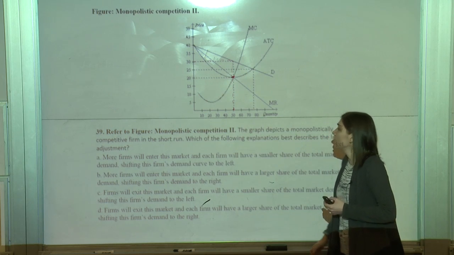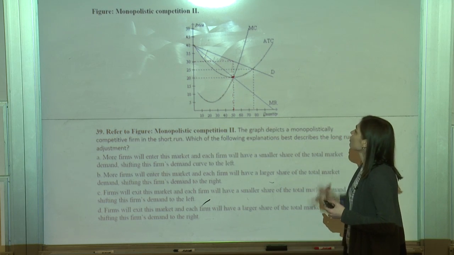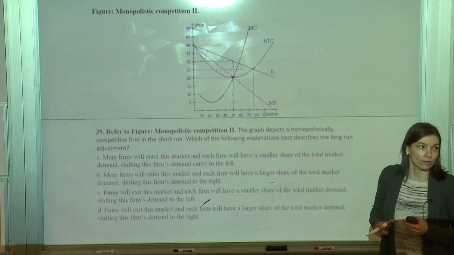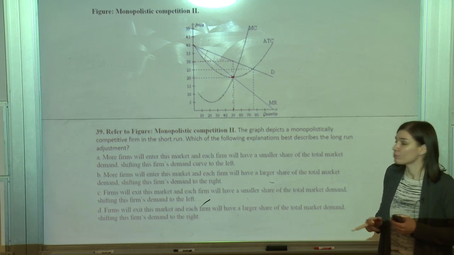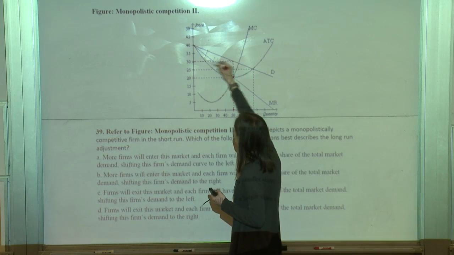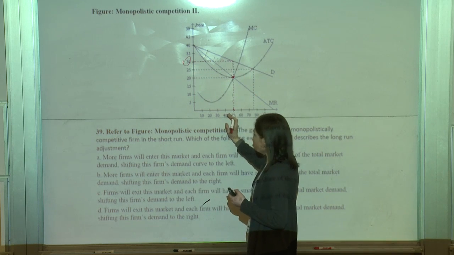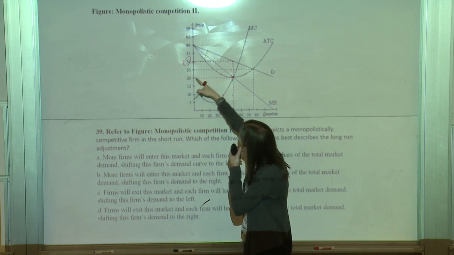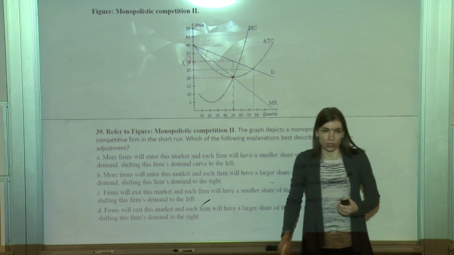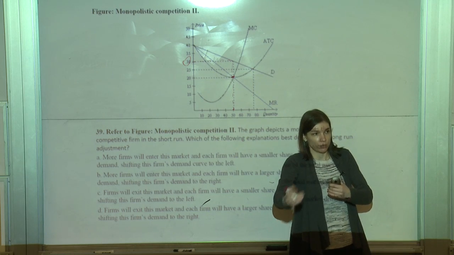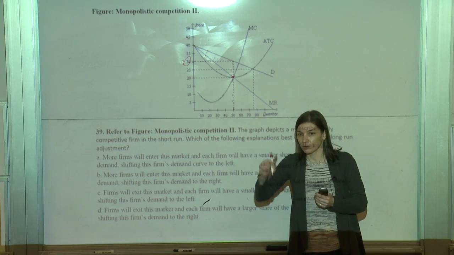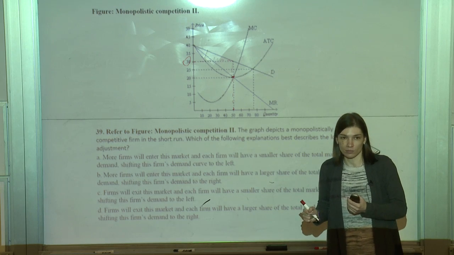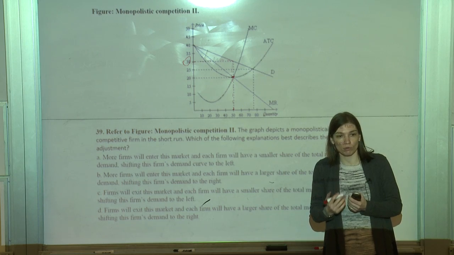Agree? Is that firm making a profit or a loss? Profit, right? Because the price that it's charging, which is 30 at that quantity, is higher than their total costs, and the total costs are 20. Okay? So they're making a $10 difference per unit. So they are producing at a profit. Now this is a monopolistically competitive market. What is going to happen in the long run in that market?